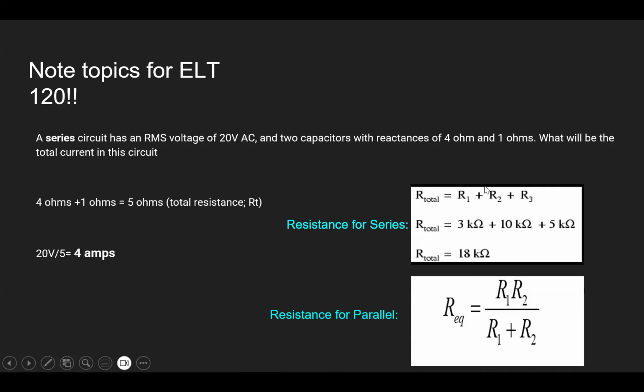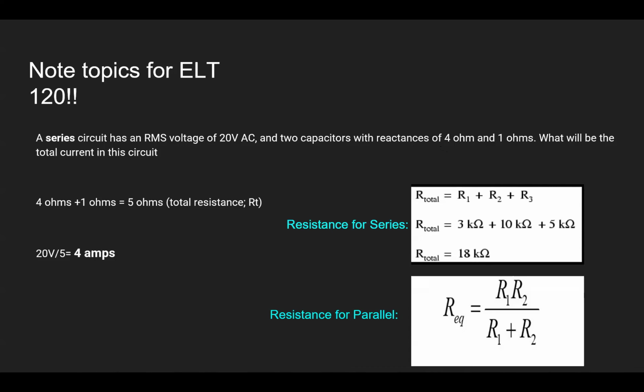And you know that reactance is in ohms and so is resistance. So the way that this would be worded is, let's say we have a series circuit with an RMS voltage. As a reminder, RMS stands for root mean square voltage. So essentially the average voltage of 20 volts AC. And you have 2 capacitors with reactances of 4 ohms and 1 ohm. What will be the total current in this circuit?